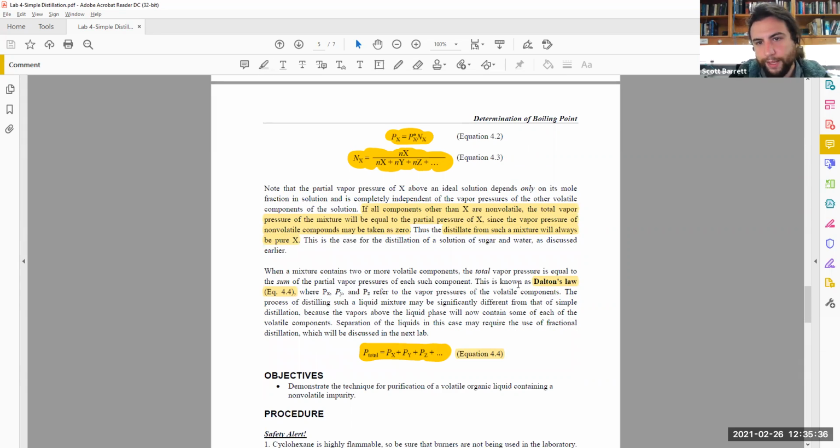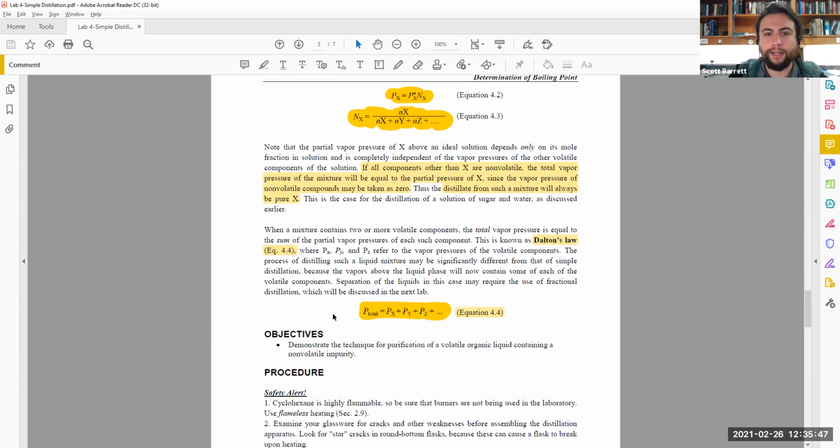Going forward, for whenever a mixture contains 2 or more volatile compounds, however, the total vapor pressure is equal to the sum of the partial pressures of each component, known as Dalton's law. So we've already discussed this at the start, but I'll go ahead and review it since we have our equation in front of us. The pressure of the total system is equal to component X, Y, and Z. If you had 3 components in this given system, it'd be the pressure of X plus the pressure of Y plus the pressure of Z, and that creates your whole total system that you can add all together.